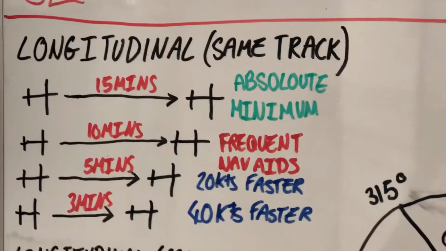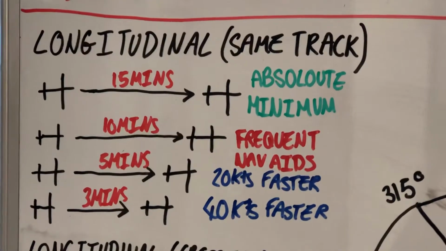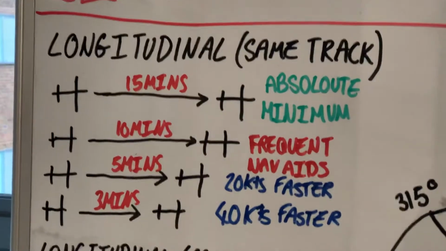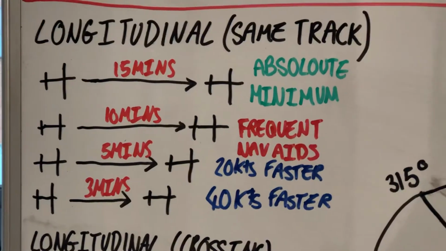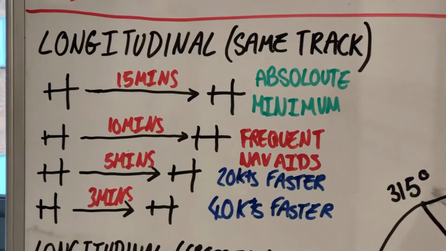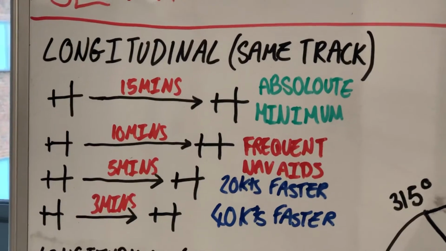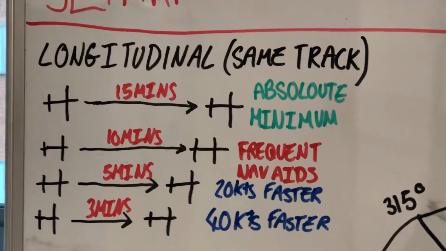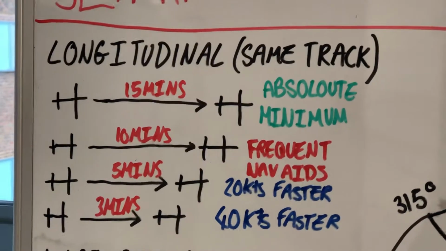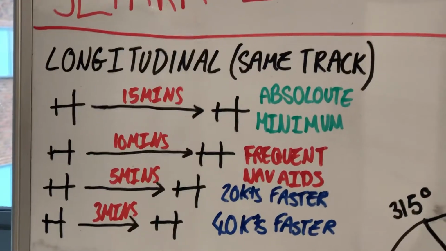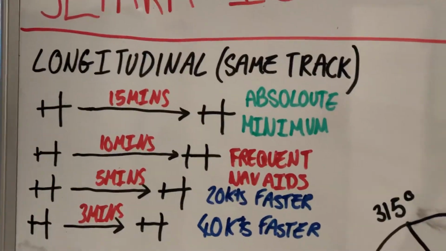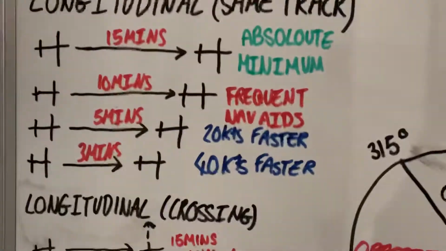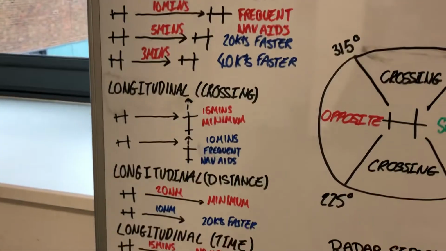It goes down to 5 minutes if the preceding aircraft is 20 knots faster, and then 3 minutes for 40 knots faster. It's self-explanatory. If the aircraft in front of you is going 20 or 40 knots faster than you, then you can obviously drop the separation time between you because you're not going to be catching them. They're going to be accelerating away from you at a considerable rate if it's 40 knots.